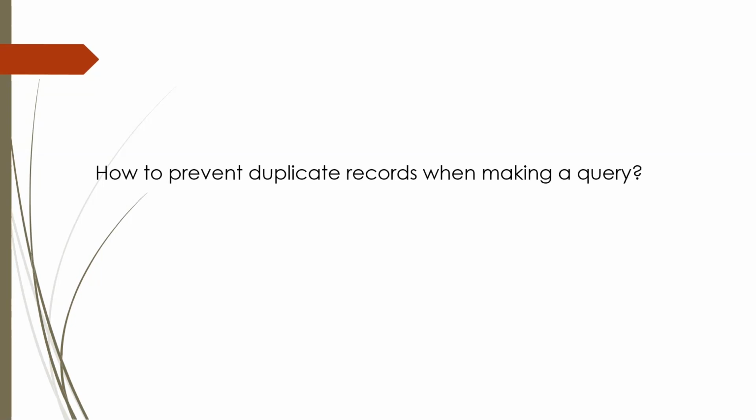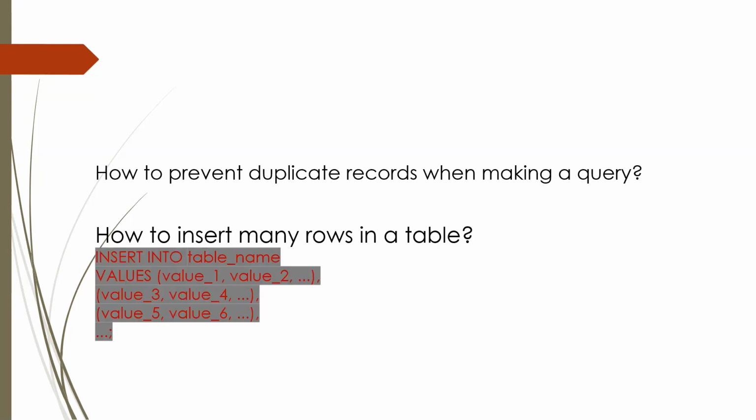Now comes the next question: how to prevent duplicate records when making a query? Using the DISTINCT function in combination with SELECT, or creating a unique key for that table. Next question is how to insert many rows? Using the INSERT INTO statement in combination with VALUES. Syntax is INSERT INTO table name, then VALUES, and then (value 1, value 2, value 3), and then comma, and then the next row, and then the next row.